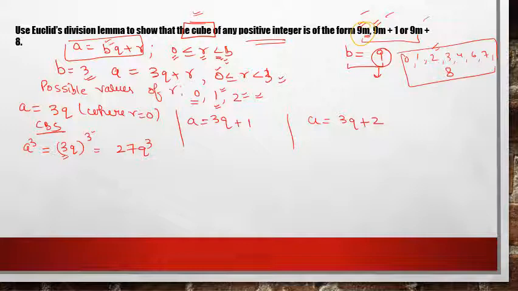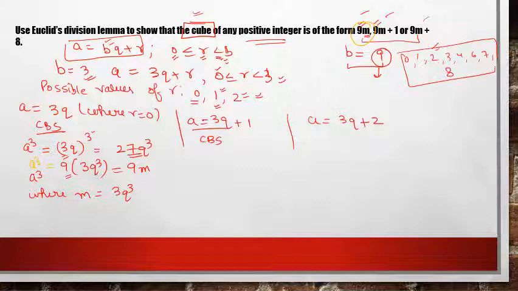So therefore, what we are taking out is, let's take out 9. What is left? 9 3s are 27, right? So I have taken out 9 as common. Now whatever is there, you can assume it as m, where m is 3q cube, right? Then you have a is equals to 3q plus 1, again cubing both sides.